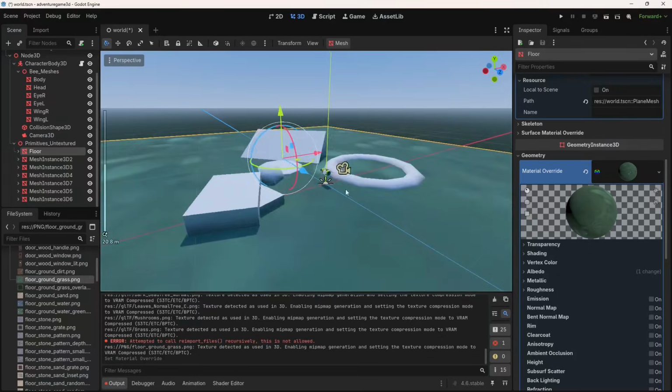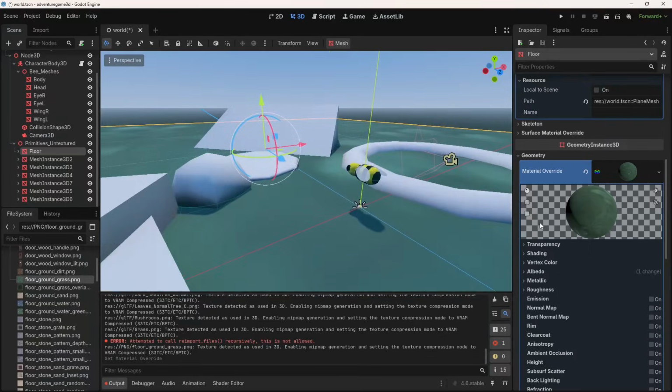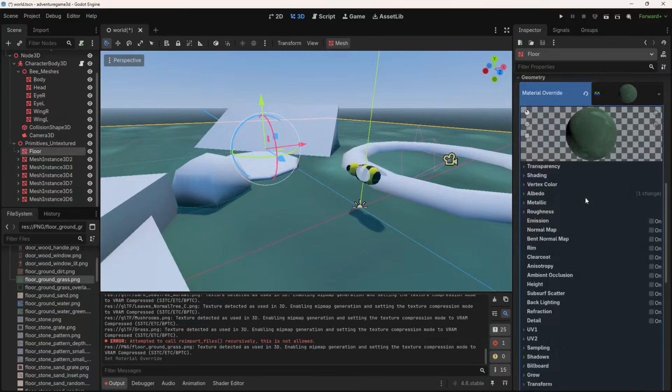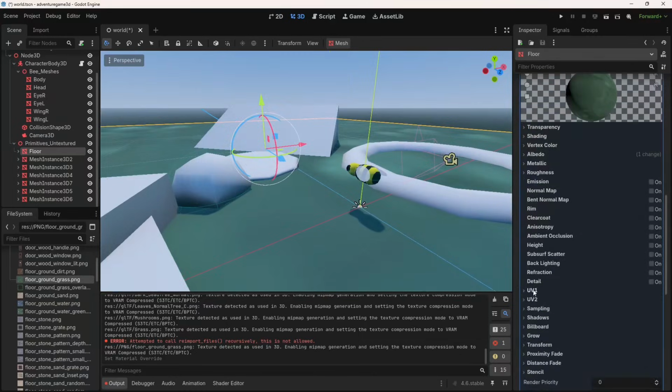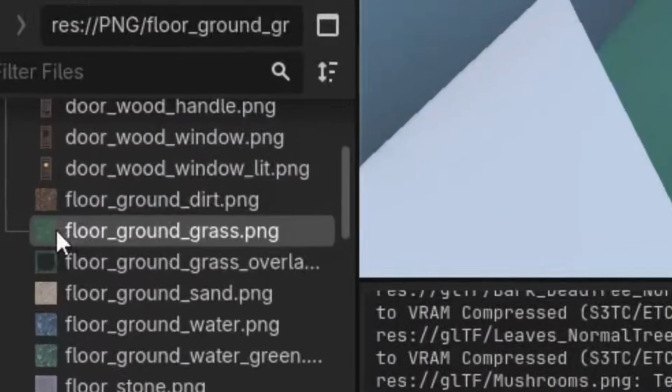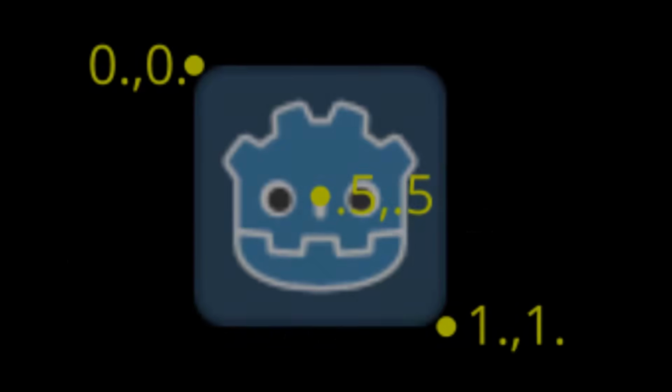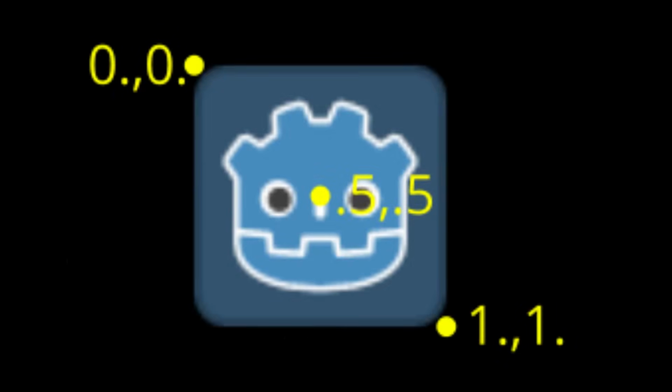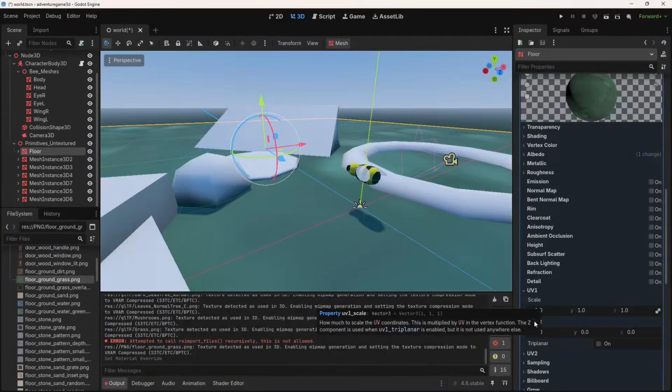So if we don't want this and we want it instead to actually tile and look a bit more like grass, then we are going to have to come down here to UV. The UV is basically talking about the vertices of this square. So the top left corner, bottom left, top right, bottom right. Those are the UVs, the 4 UV points of this texture.